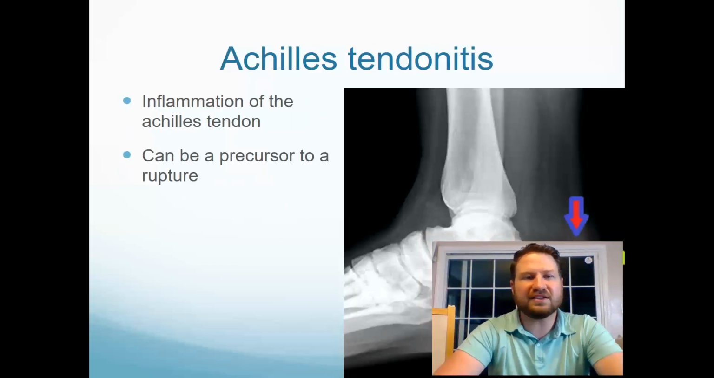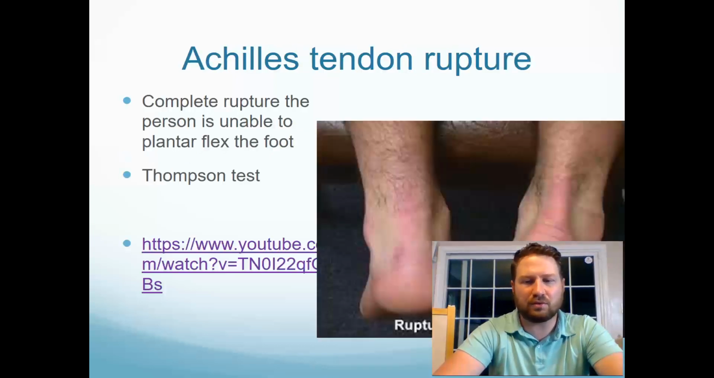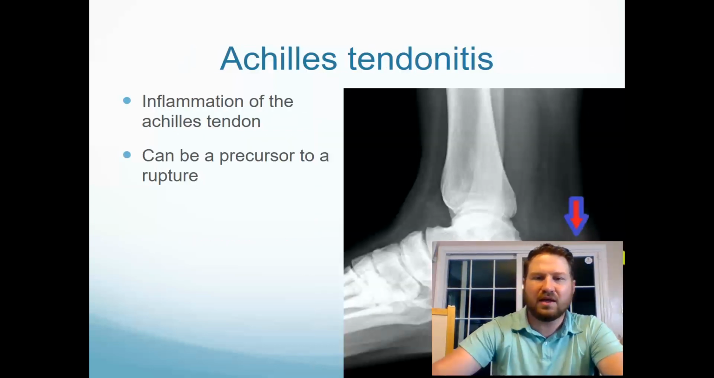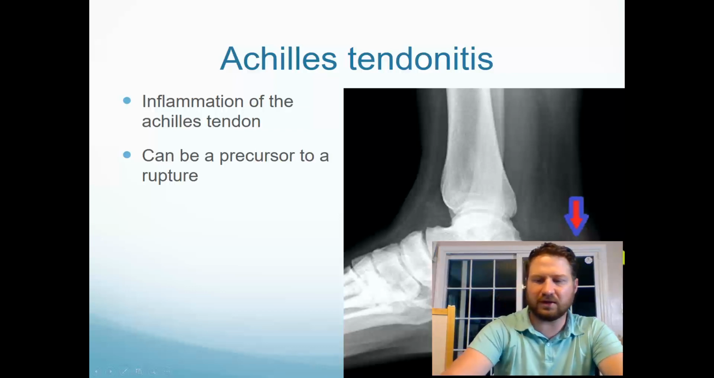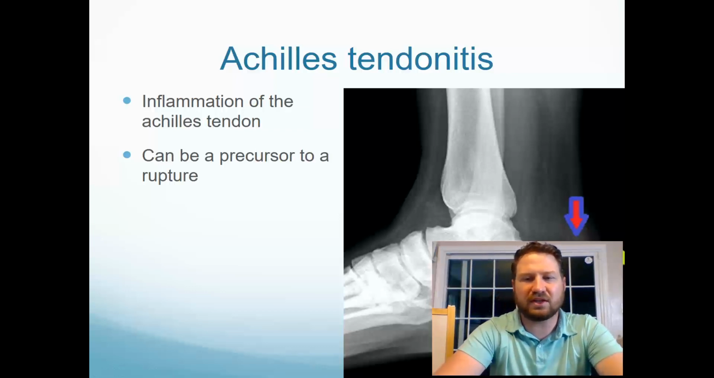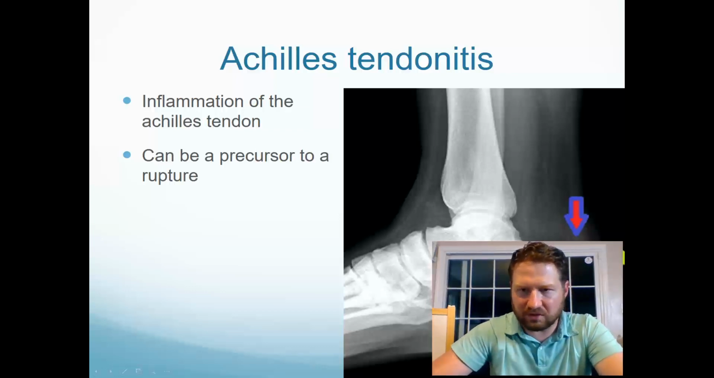Okay. Achilles tendonitis is inflammation of the Achilles tendon, and it can be a precursor to a rupture. We'll get to that in a second. And then you can have a... nope. I'll have to look at it before I tell you what it is. I'll look at that and tell you what that deformity is called.